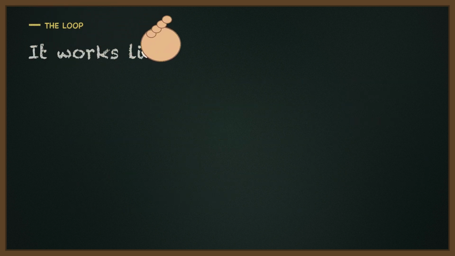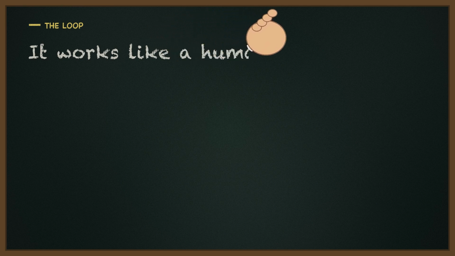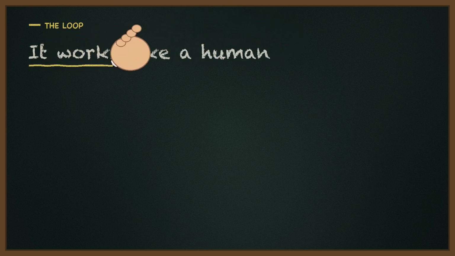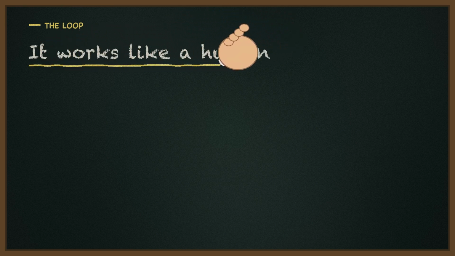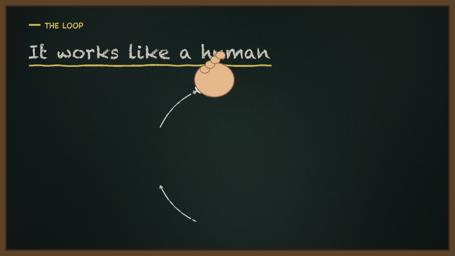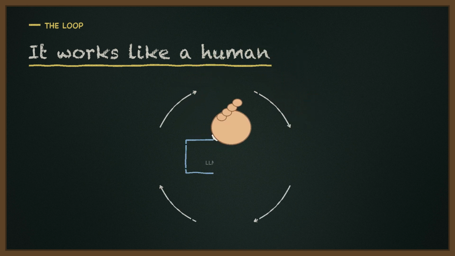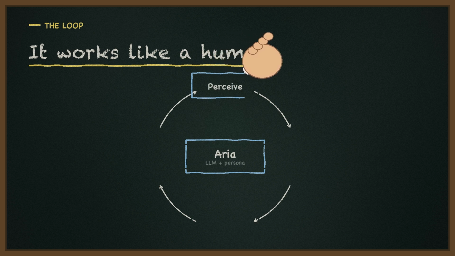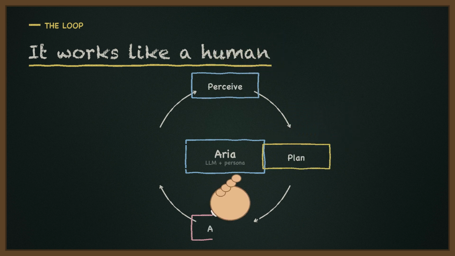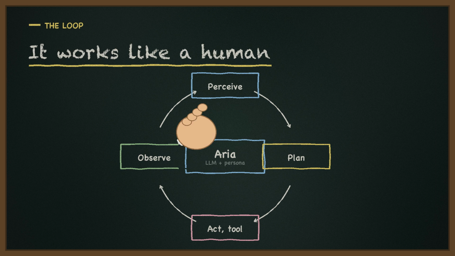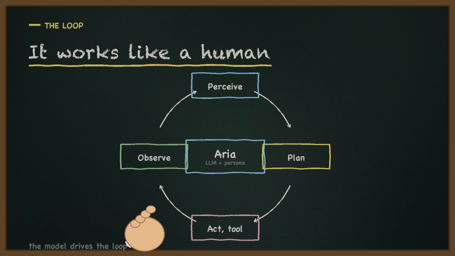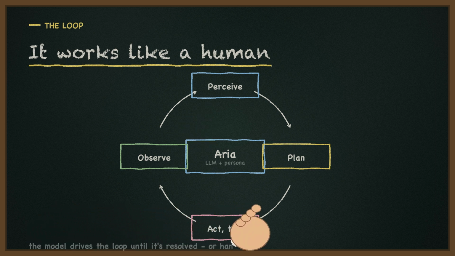Here's the cycle that drives Aria. She perceives, reading the request. She reasons, deciding the next step. She acts, calling a tool. She observes, reading the result. Then she repeats, until the issue is resolved or she hands off. And here's the key. The model chooses each next action itself, instead of following a fixed script. That self-directed loop is exactly what separates a true agent from plain automation.